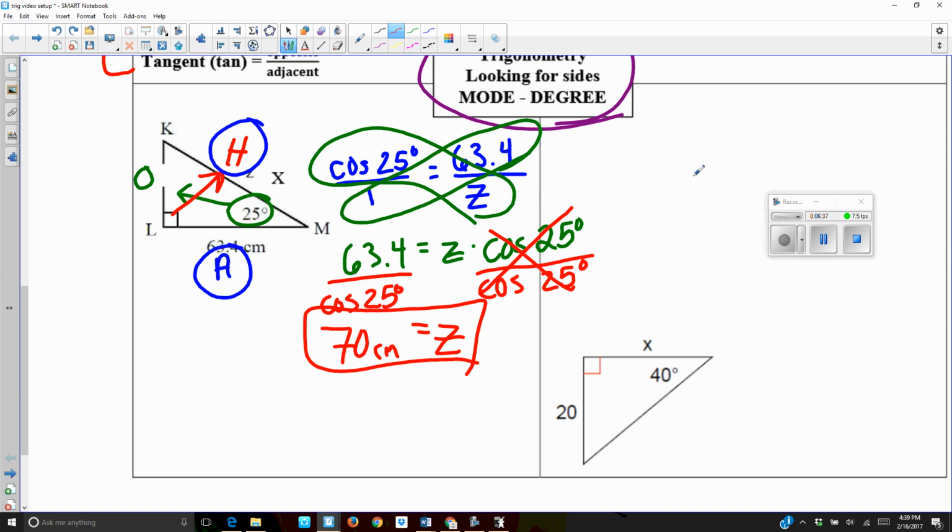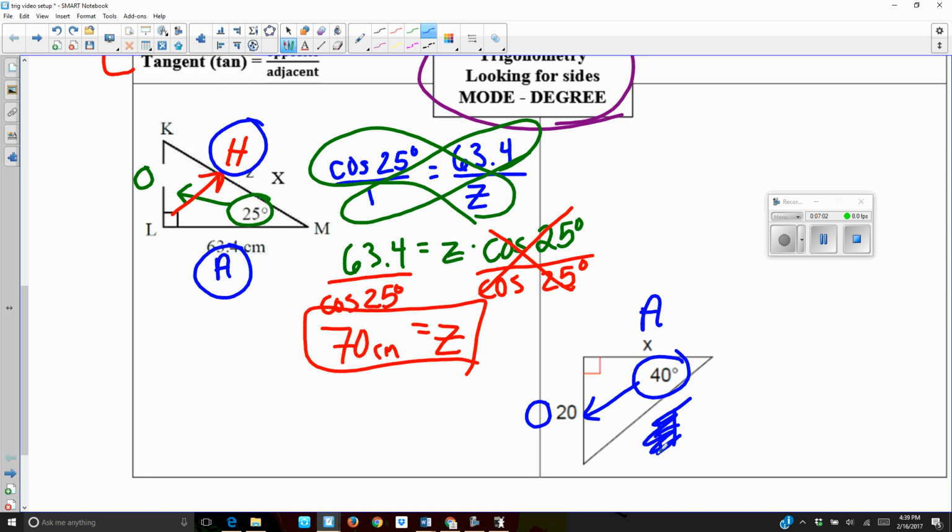All right, last problem of this type. This time they give you 40. You should recognize 20 as the opposite side from 40, and x is the adjacent side. Again, that side is right next to the given angle. That's what makes it adjacent. And we know this longest side over here, opposite the right angle, is the hypotenuse, but we don't need the hypotenuse in this problem.